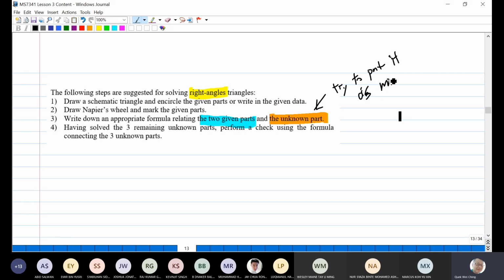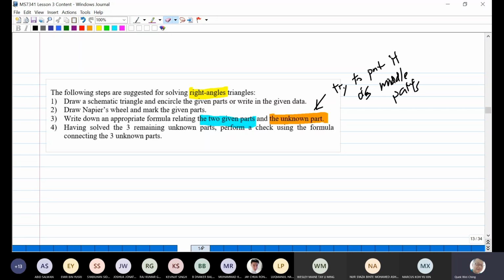As the middle part. As far as possible, try to put the unknown part I want to find in the middle part. Then you can use the two given parts, and hence you can solve the remaining one using what you know, connecting to the unknown.